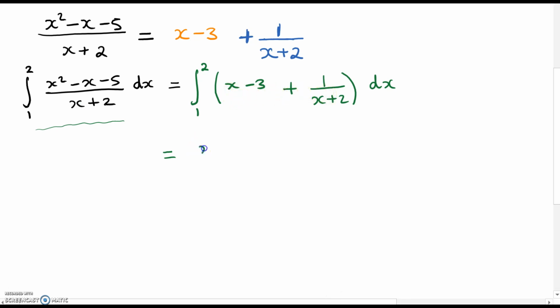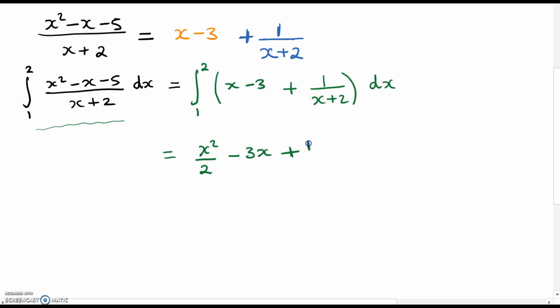So if you integrate x, you get x squared over 2. If you integrate minus 3, you get negative 3x. And now here we see the reason why we did the earlier work in this section. 1 over x plus 2. It's a reciprocal, and it's going to be a natural log. It's a 1 on the outside and a 1 in front of the x.